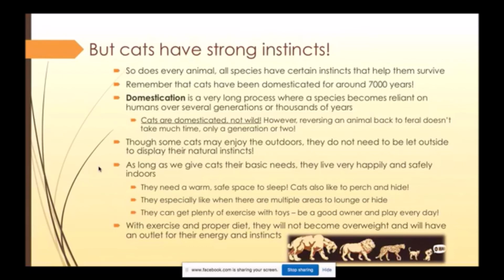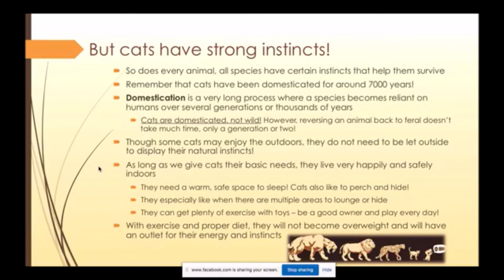And as humans, it's up to us to respect that and allow them to display those instincts in a safe way. Cats have been domesticated for around 7,000 years. While dogs, we think it's closer to 15,000 years, 7,000 years is still an extremely long time for an animal to be living alongside humans. So if you see, domestication is a very long process where a species becomes reliant on humans over several generations or thousands of years.